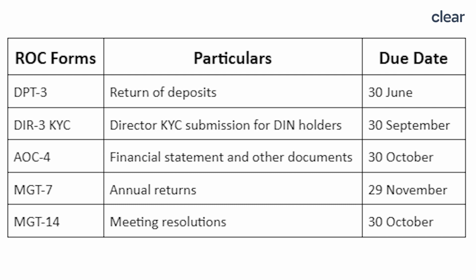All companies must file the MGT7 form, that is the annual returns of the company, within 60 days from the AGM. Thus, it must be filed within 29th November of every year. The companies must file the resolution passed in the AGM in form MGT14 within 30 days of the conclusion of the AGM. Thus, it must be filed within 30th October of every year.